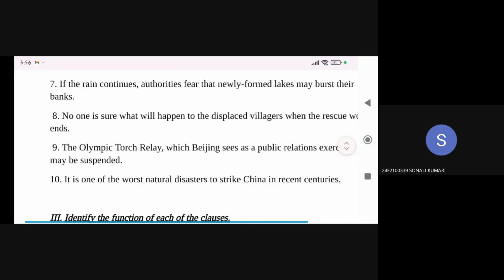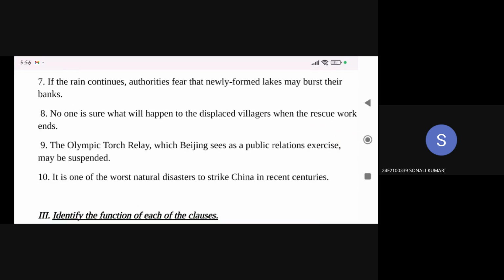Seventh one, if the rain continues, authorities fear that newly formed lakes may burst their banks. Which part is the subordinate clause?